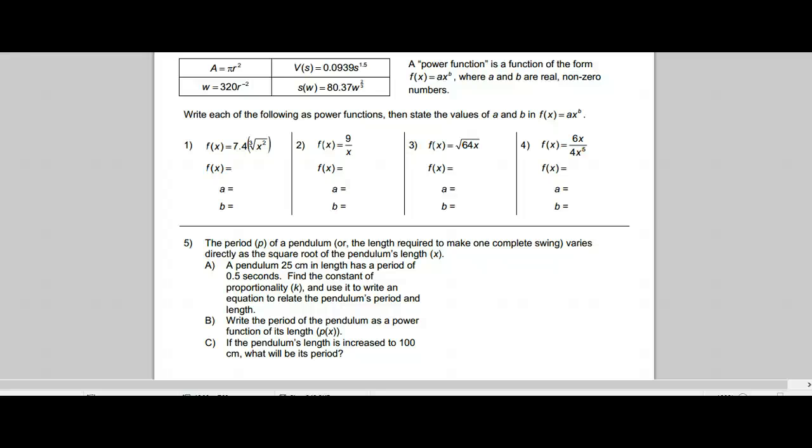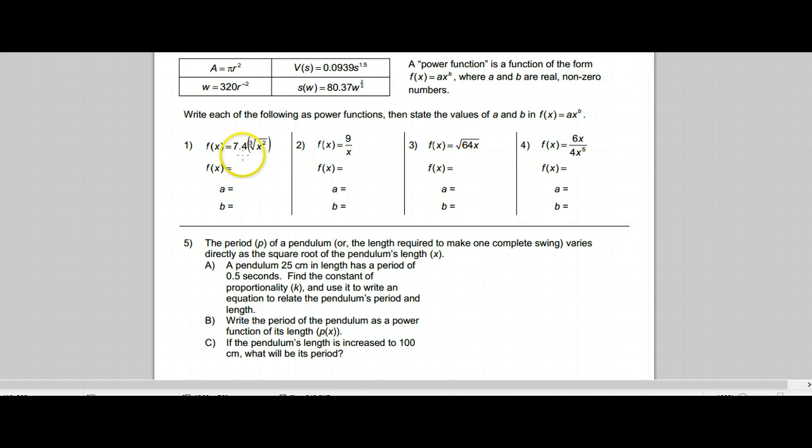Okay, today we're going to talk about power functions, and it says a power function is a function of the form f of x equals a times x to the b power, where a and b are real non-zero numbers. So to the left, this little box to the left, there are some examples of power functions, and notice that we have a squared, a negative second power, a 1.5 power, and a 2/3 power function. So it first says, write each of the following as power functions, then state the values of a and b in the power function. So let's start with this first one.